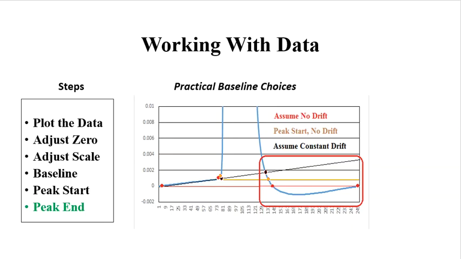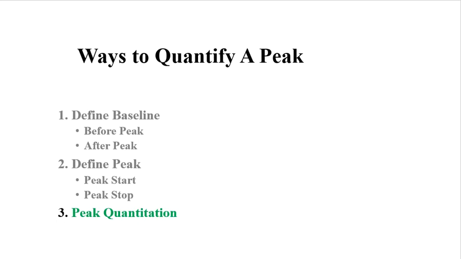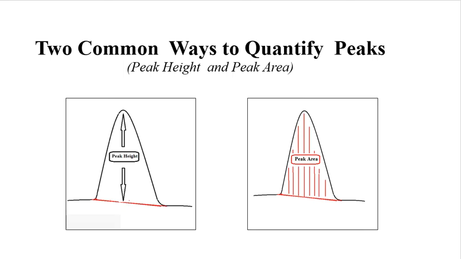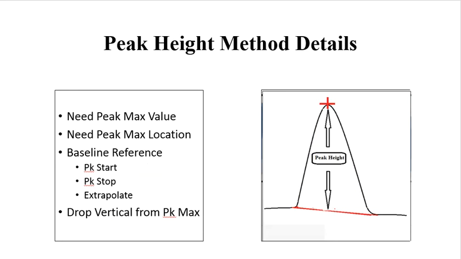Similarly, over on peak end, you have worse problems. You have to decide what you want to find for peak end, and it has various assumptions. These become clear when you do quantitation of the peak by the two different methods that I'm going to talk about next. These two methods are the peak height method and the peak area method. The peak height method is really straightforward.